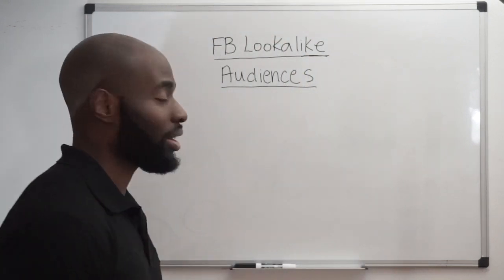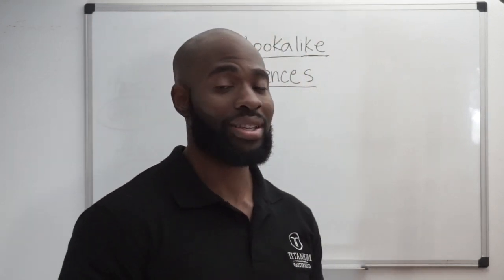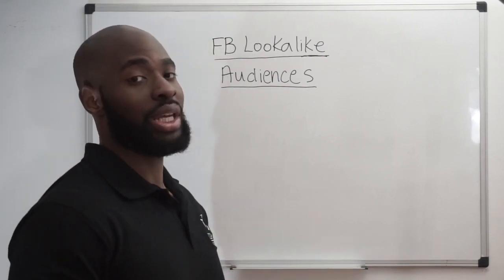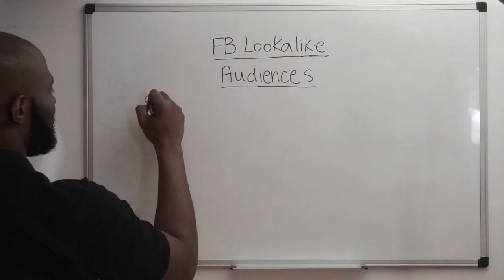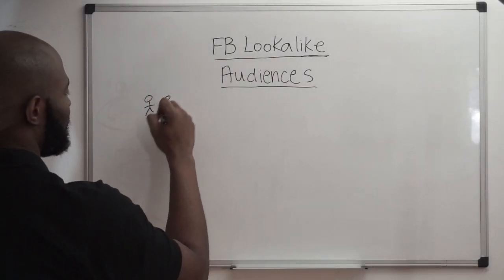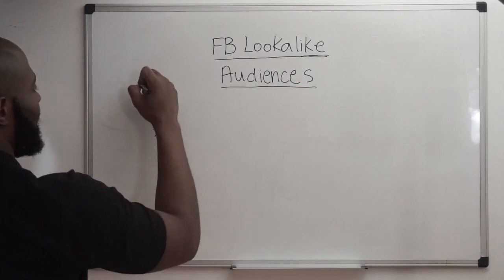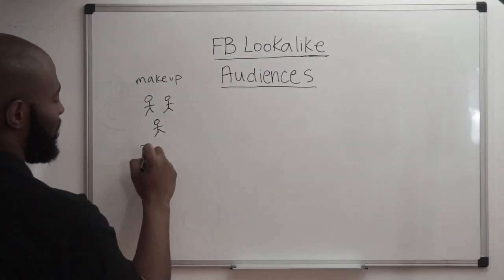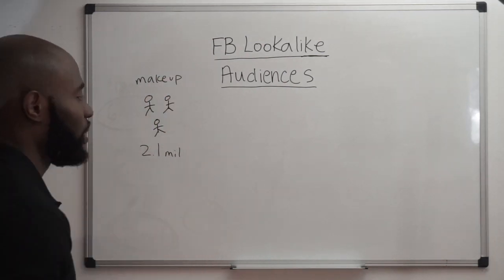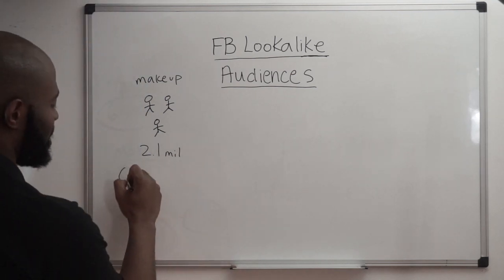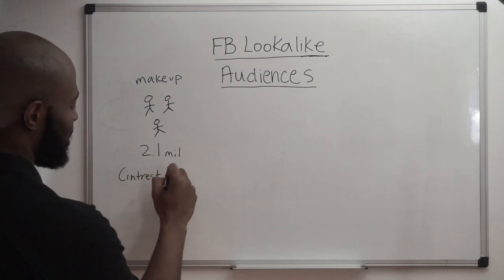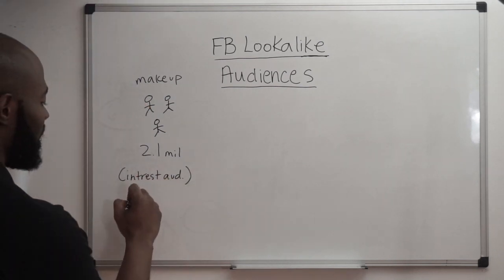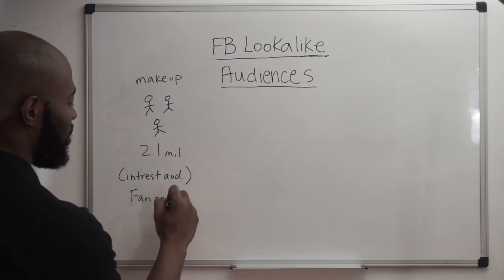Let's talk a little bit about lookalike audiences. For those of you who might not understand what a lookalike audience is, let's say your niche is the makeup niche. Your first target audience is people who are interested in makeup. So let's say you have a population of people and they're interested in makeup, right? So this population is less than like 2.1 million people. And that's what we call your interest audience. This audience is based off of people of a specific interest. They could also be based off of a fan page like Sephora or MAC.